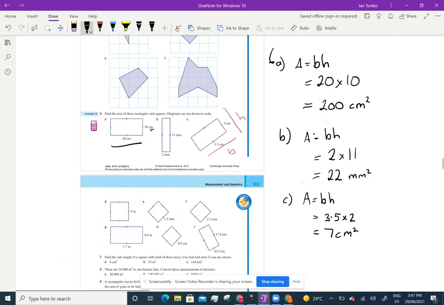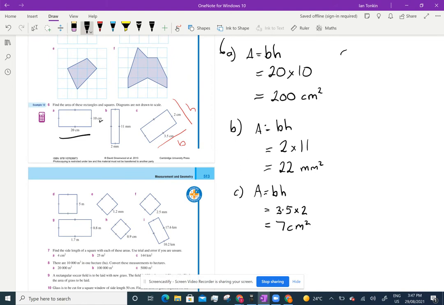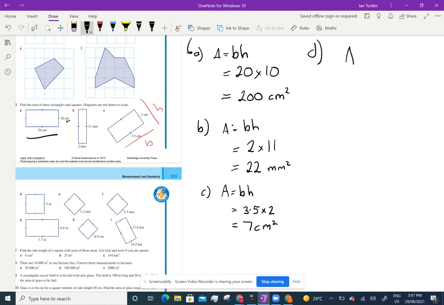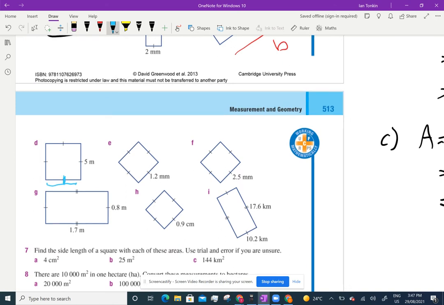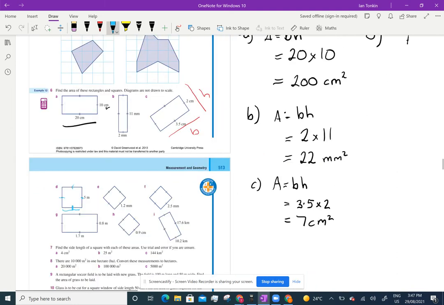Now I want to talk about D. Now D is a square, but we can use the same formula. We use the same formula, but it doesn't matter. So BH, well, what's the base? Well, the base is 5, and that little line here, this thing, and this thing, and this thing, and this thing, tell me that they're all the same. So the base is 5.